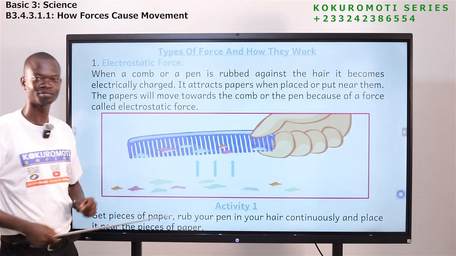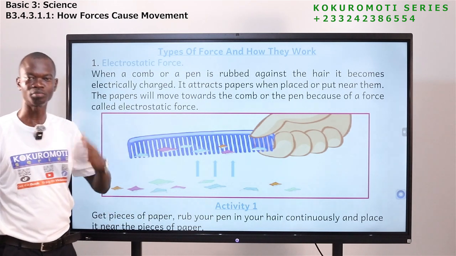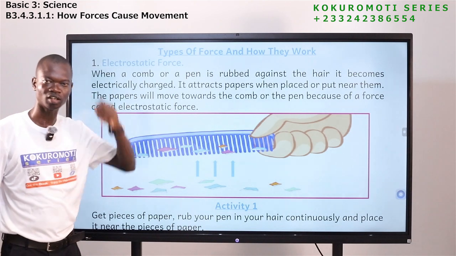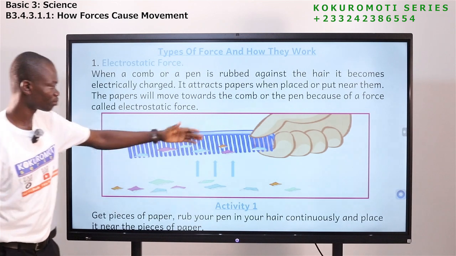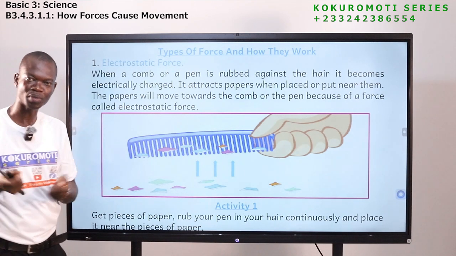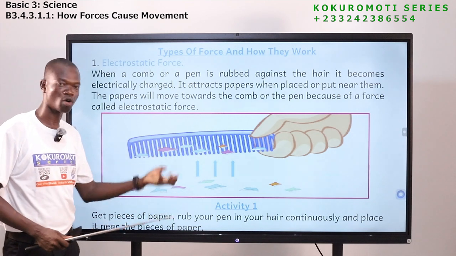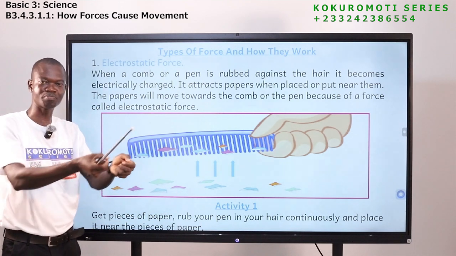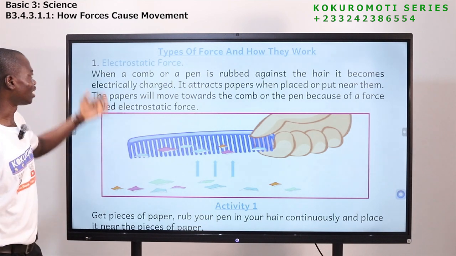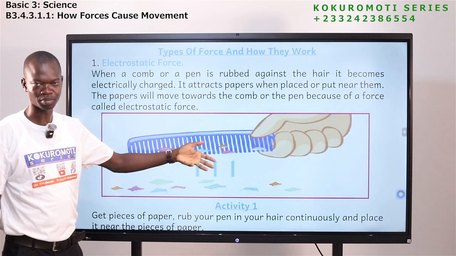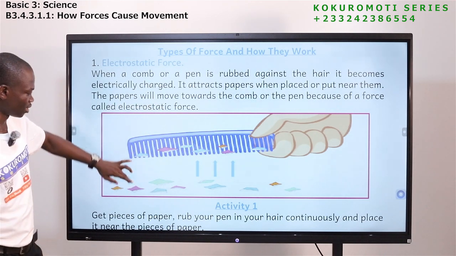So take a pen or comb, get a piece of paper, rub the comb or the pen in your hair vigorously and continuously, and then place it near where the papers are. You see that the pen or the comb will attract, will pull the papers. That shows that electrostatic force has taken place. So this is how electrostatic force occurs, and this is how it's shown.